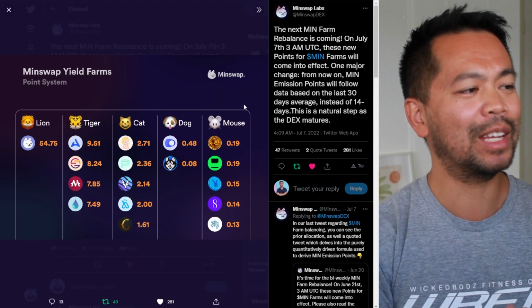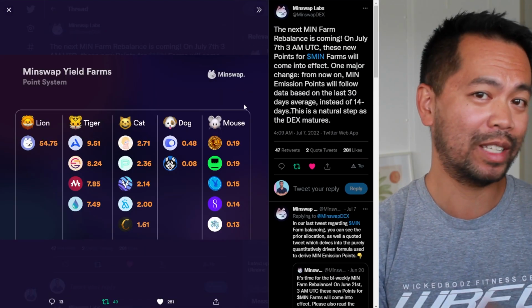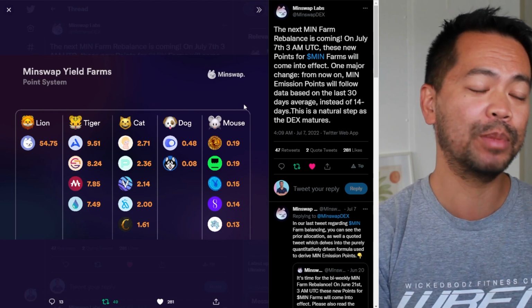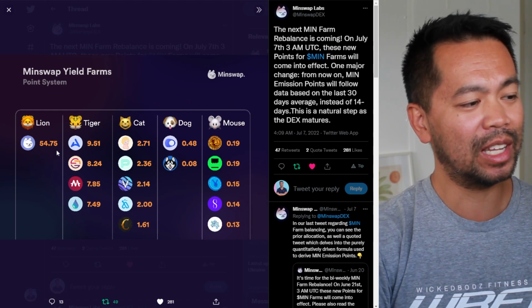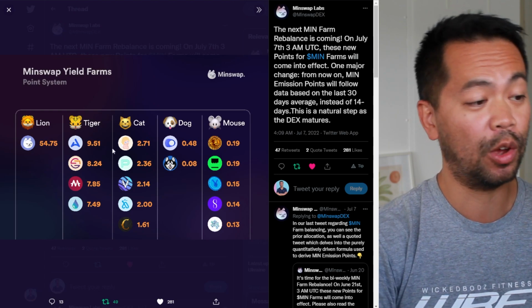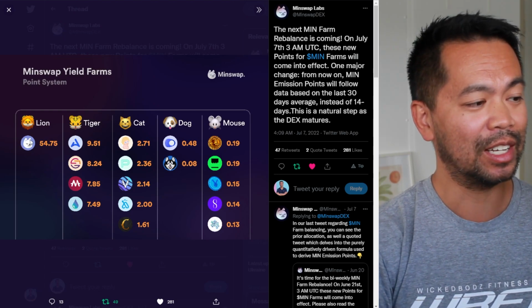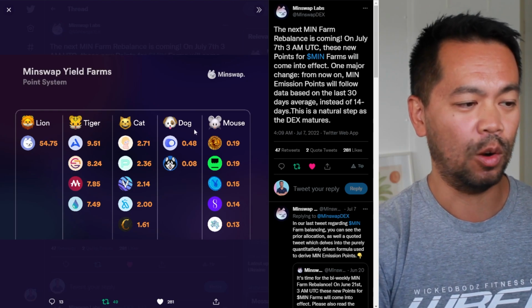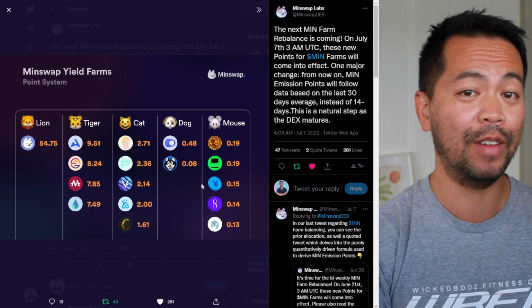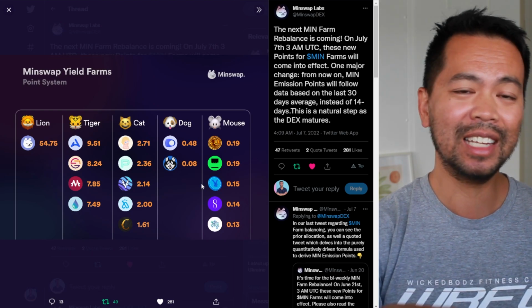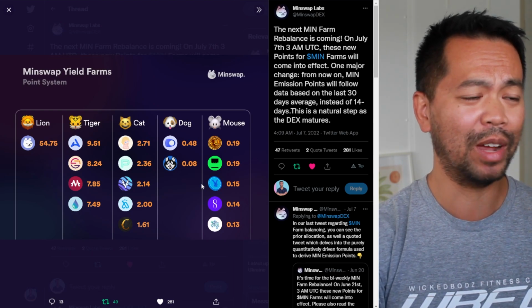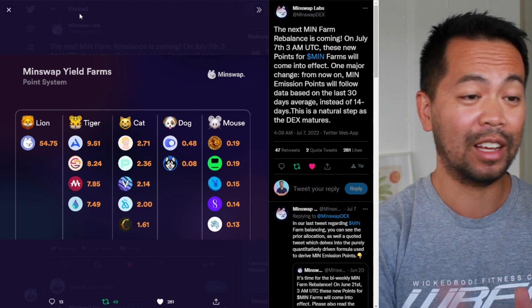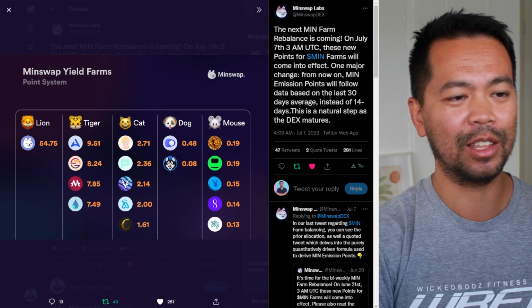Now, the next update here is the rewards adjustment for the various farms on Minswap. So this is the percentage allocation of Minswap tokens to each one of the farms. So you can see here the Minswap pool is at 54.75%, and all the other tokens have a varying percentage. Now, this gets adjusted every 2 weeks, and I think it's changing to 30 days now using the 30-day average.